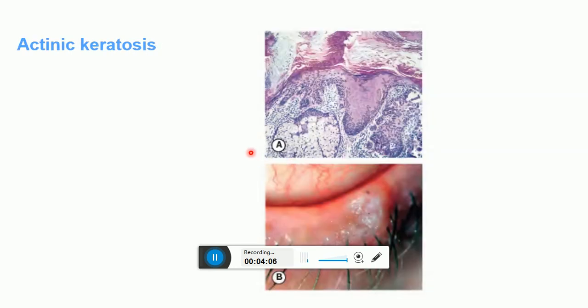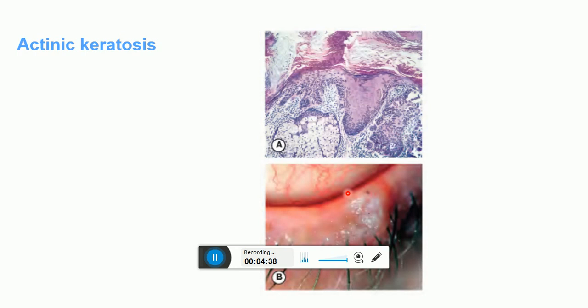Another one is actinic keratosis. The histopathology shows irregular dysplastic epidermis with hyperkeratosis, parakeratosis, cutaneous horn formation. Actinic keratosis, also known as solar keratosis, senile keratosis, is a common slow growing lesion. It rarely develops on the eyelids.